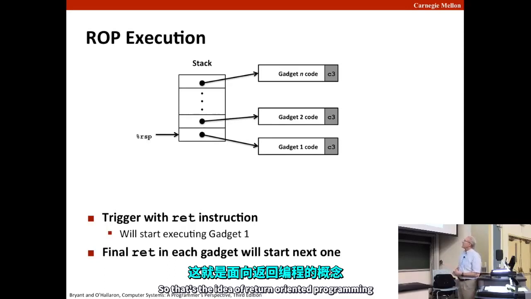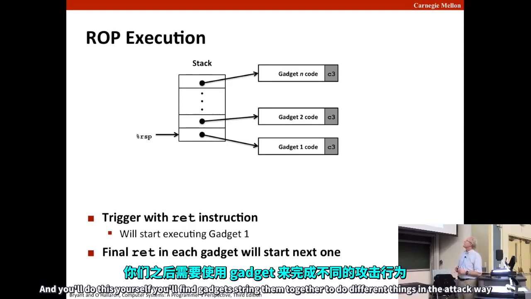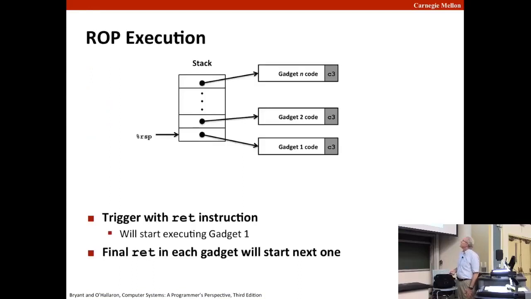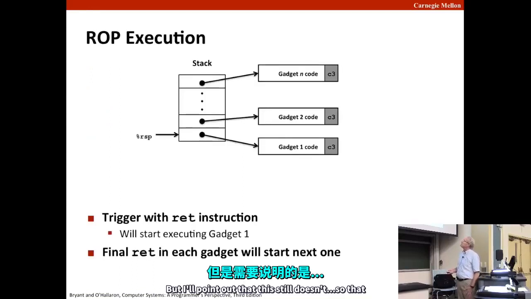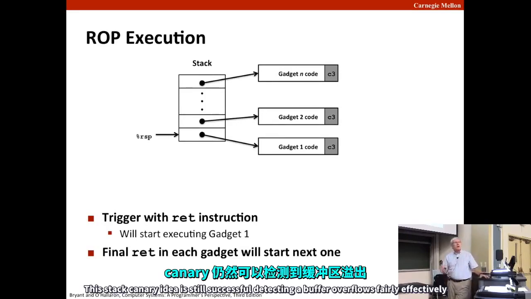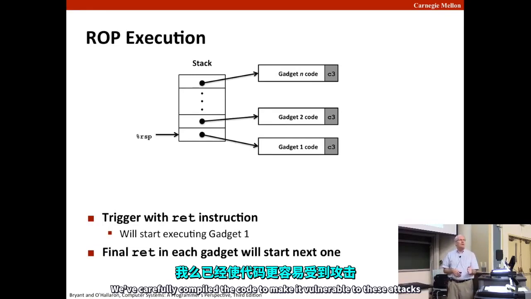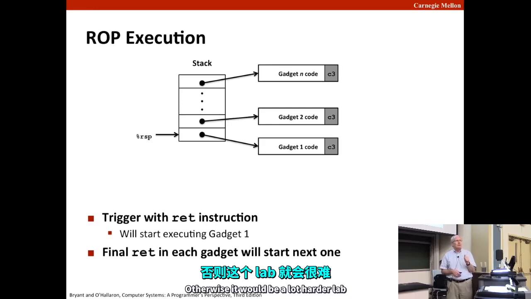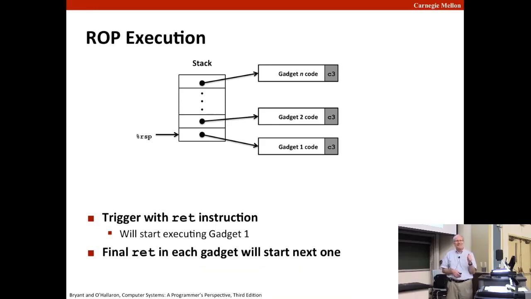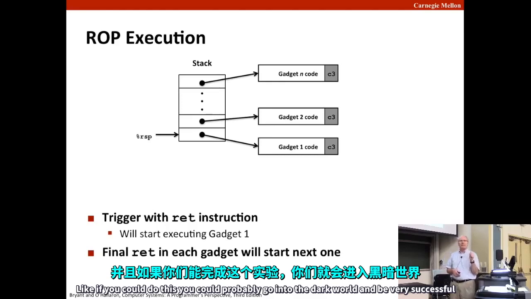So that's the idea of return-oriented programming, and you'll do this yourself. You'll find gadgets and string them together to do different things in the attack lab. But I'll point out that the stack canary idea is still successful at detecting buffer overflows fairly effectively. So in your attack lab, for example, we've carefully compiled the code to make it vulnerable to these attacks. Otherwise, it would be a lot harder lab. If you could do this, you could probably go into the dark world and be very successful.